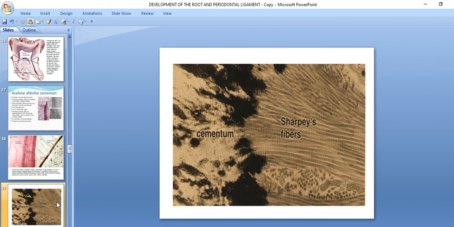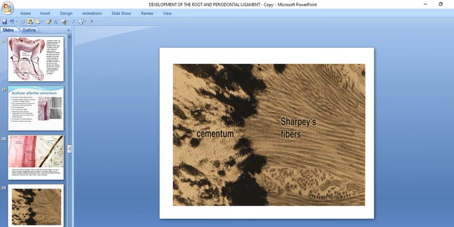The Sharpey's fibers in cementum are homogeneously mineralized, the majority of the crystals running with their C-axis parallel to the path of the fibrils. After disintegration of the organic components, the entry points of Sharpey's fibers are visible in specimens at the cementum surface as small round elevations with a diameter of 3 to 6 micrometers.